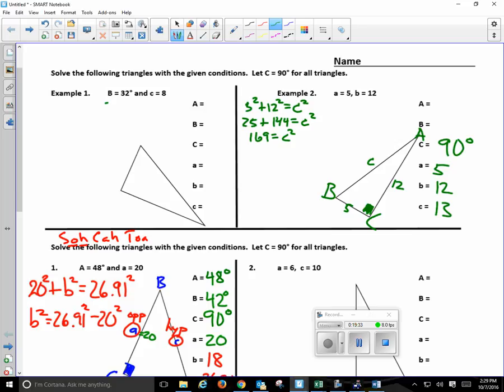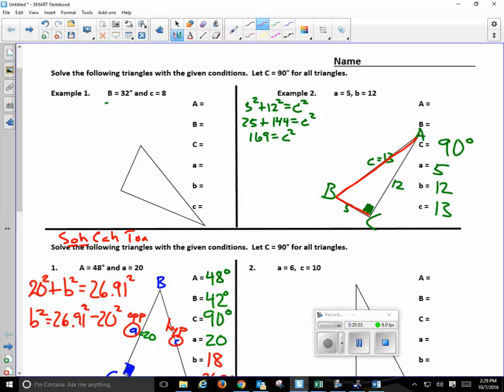Would you like to find angle A or angle B? Emily wants to find angle B. Sounds good to me. Emily's going to find angle B. I now know all 3 sides. Would you like to use sine, cosine, or tangent? Doesn't matter to me. Sine.